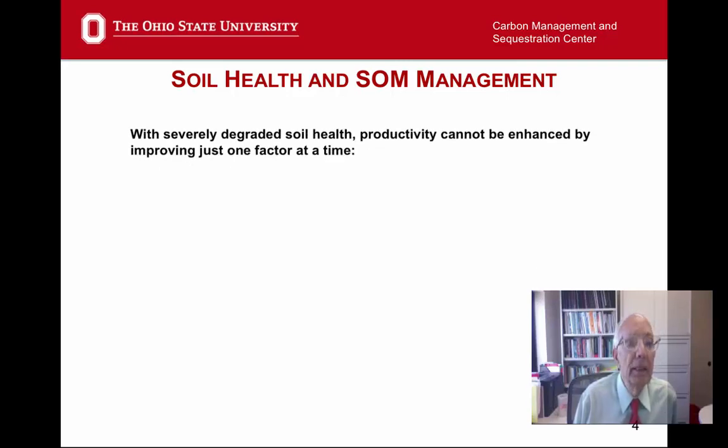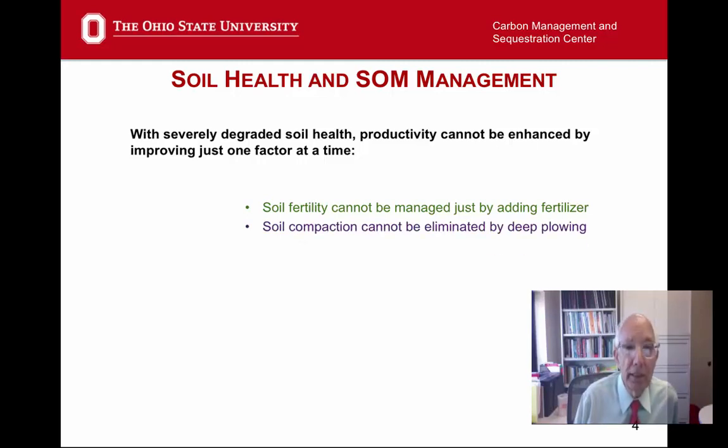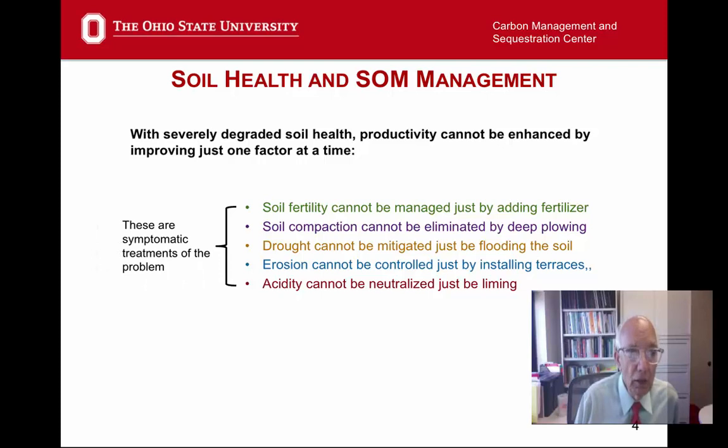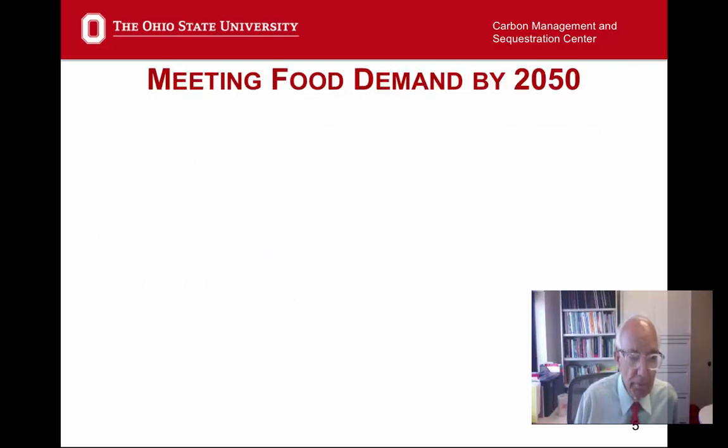Soil health and management have a great role to play in sustainable natural resources management. With severely degraded soil health, productivity cannot be enhanced by improving just one factor at a time. Soil fertility cannot be managed just by adding chemical fertilizers. Soil compaction cannot be eliminated just by deep plowing. The drought cannot be mitigated just by flooding the soil. Soil erosion cannot be controlled just by installing terraces and other engineering devices. Soil acidity cannot be neutralized just by liming. These are symptomatic treatments of the problems.